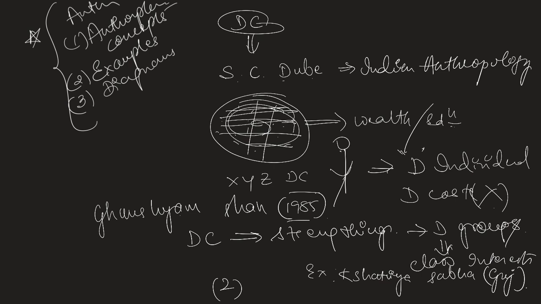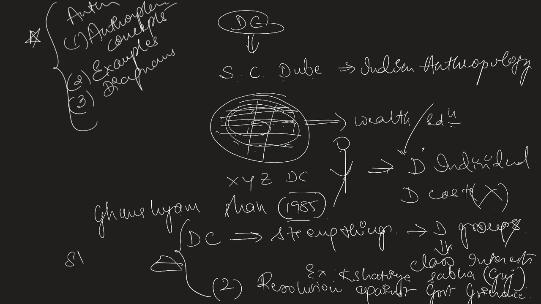Also, what do these caste groups do? They pass resolutions against the government for grievance redressal. So all these factors in fact strengthen the dominant caste system rather than reducing it. So this was about dominant caste. Thank you.